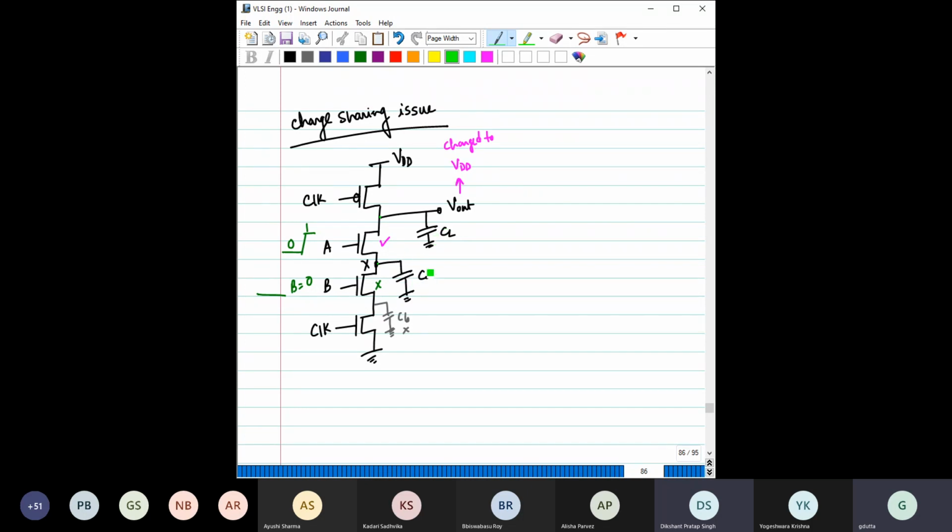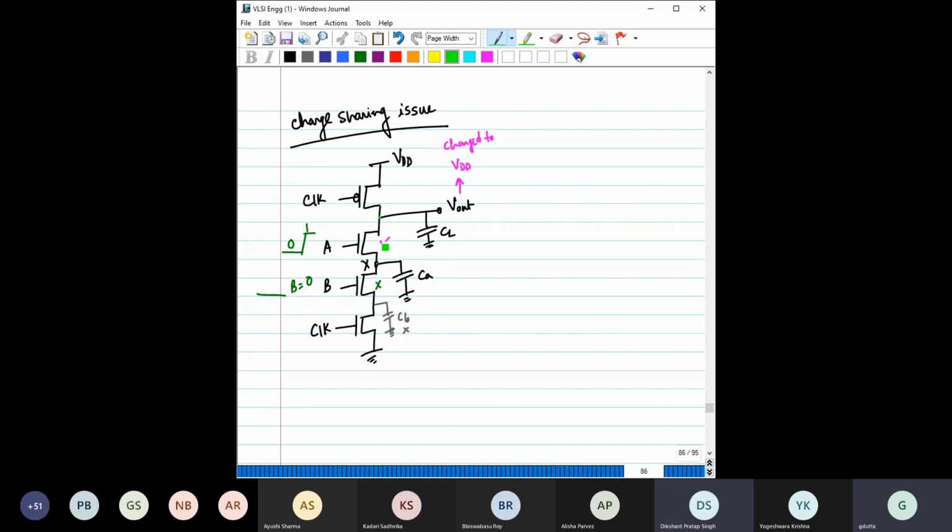As a result, the charge will keep on transferring until these two node voltages become equal, provided this transistor is on. Now say we have the CA and CL values that are moderate and comparable.